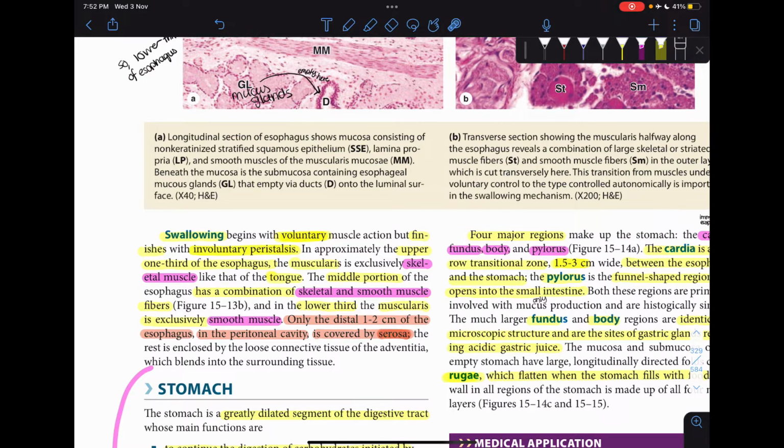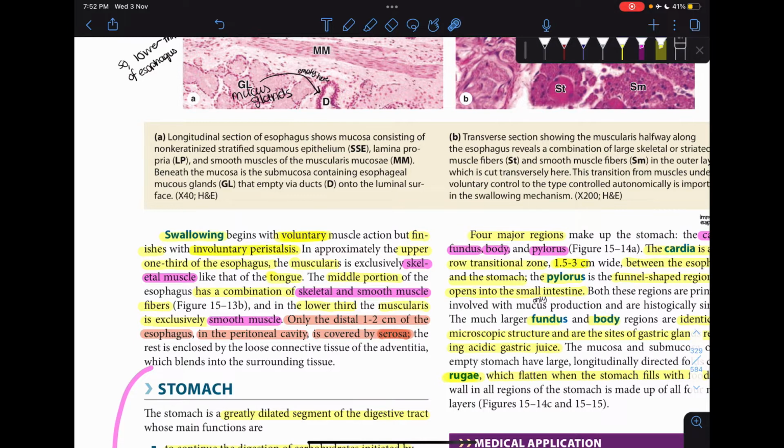So the esophagus قسمناه ل 3 parts. The upper third في skeletal muscle نفس الtongue. بعدين بالنص في عنا skeletal and smooth muscle, combination of both. بعدين the lower third بس smooth muscle cells.